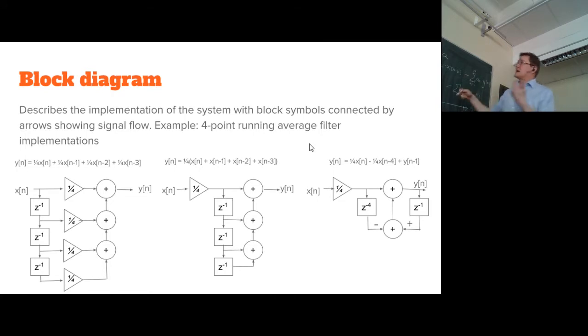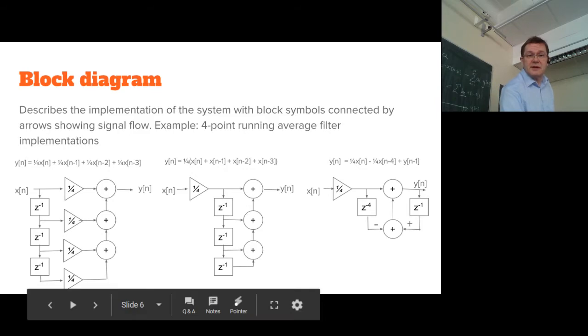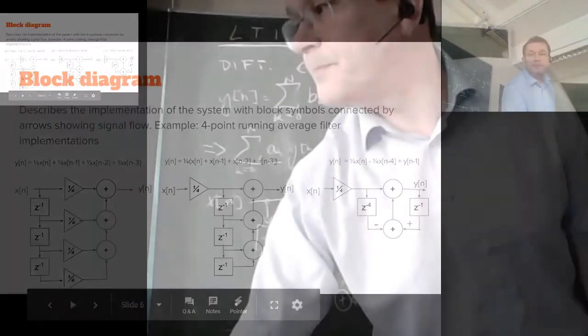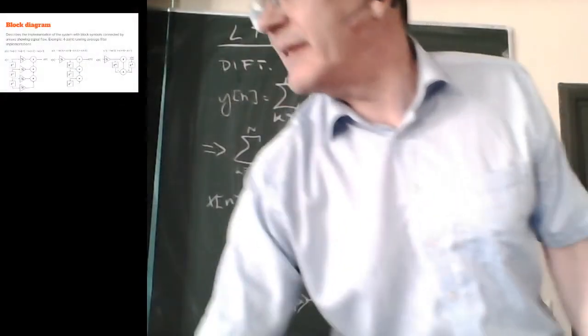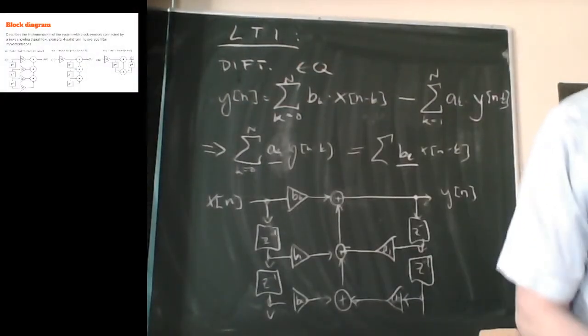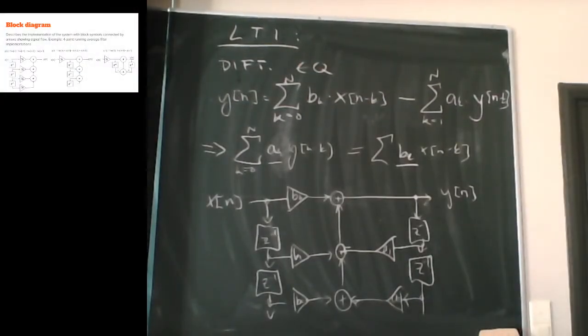In the exercises, you will have a flow diagram, and then you need to figure out what the difference equation is. Okay, after the difference equation, just a moment, I'll see if I have a better view here. No, well, maybe that one. Okay.